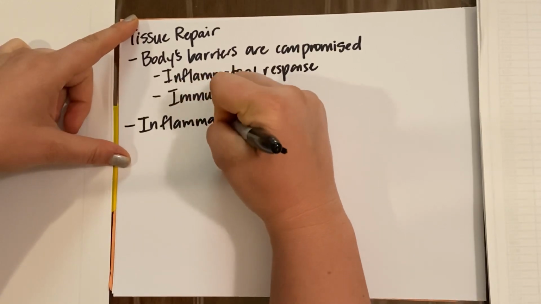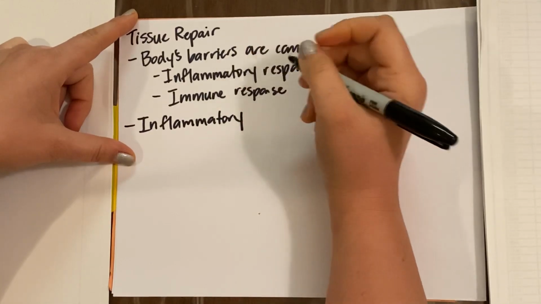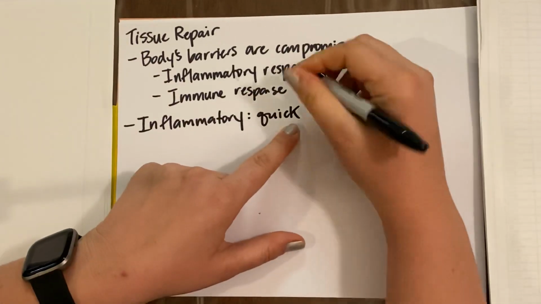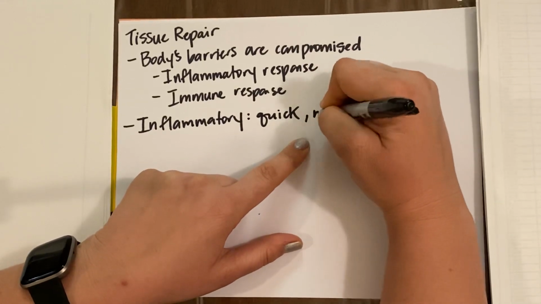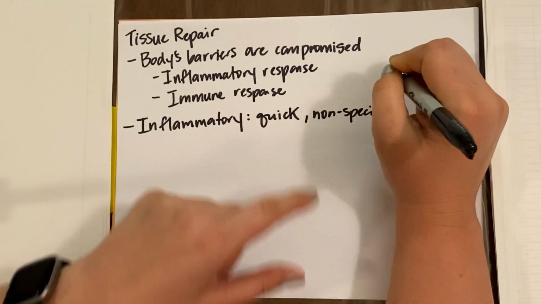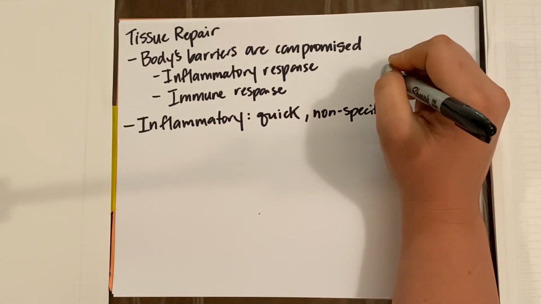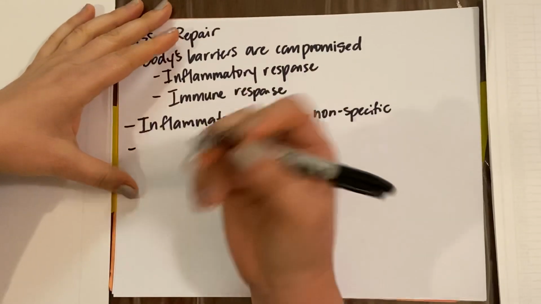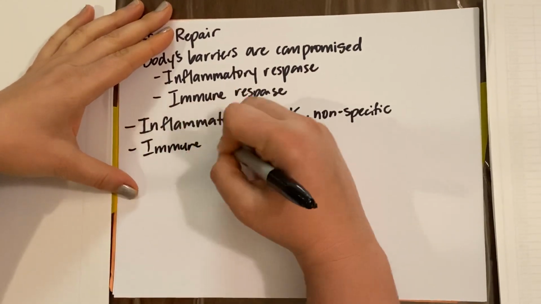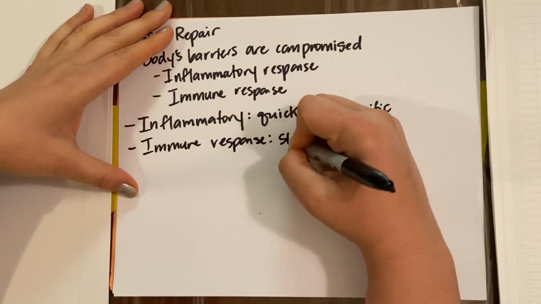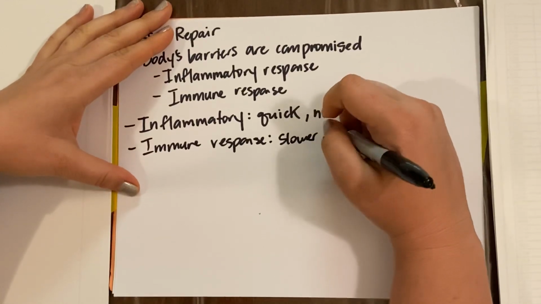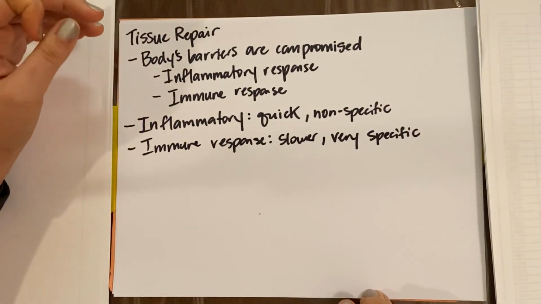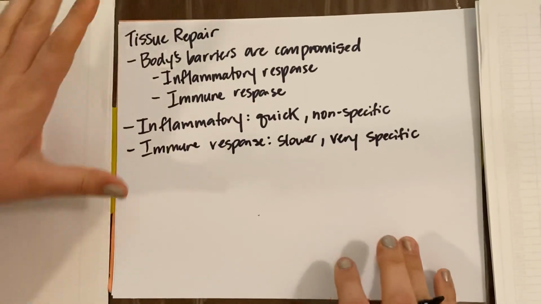So inflammatory. Now, the inflammatory response is very quick. It's happening right after you have some type of injury take place, and it's going to be non-specific. This is just the general reaction that the body has when there has been some type of damage to the barrier. This is different from the immune response, because the immune response is slower because it is highly specific. Okay, so a very specific response.